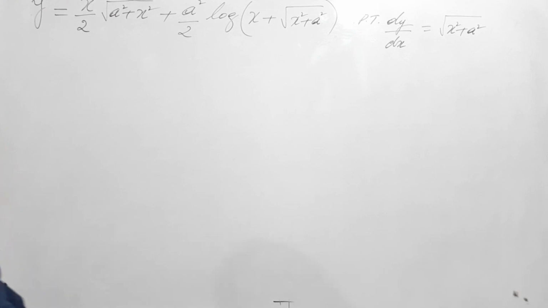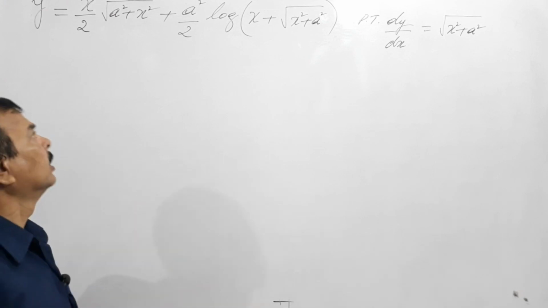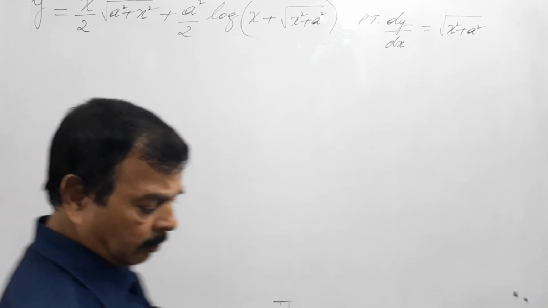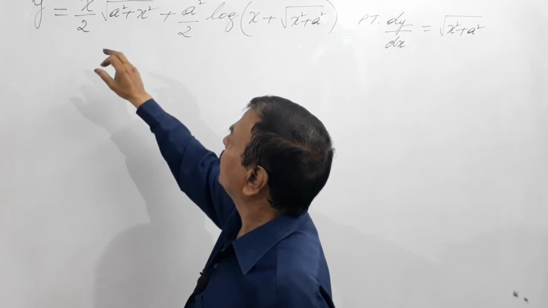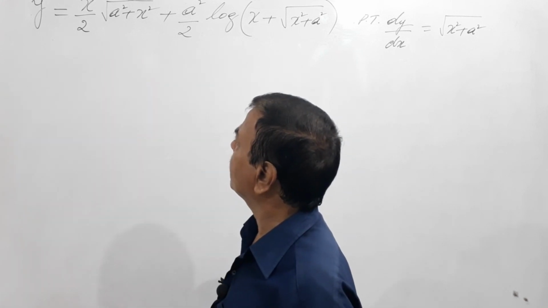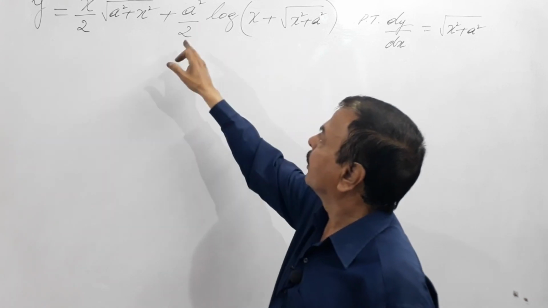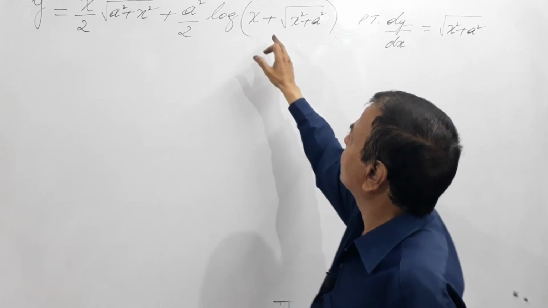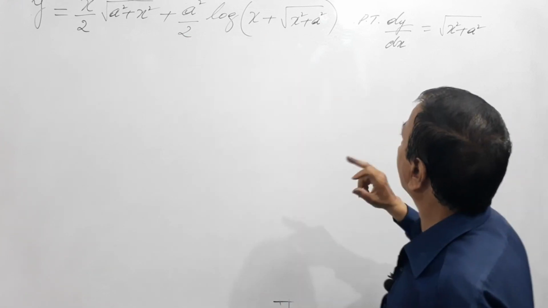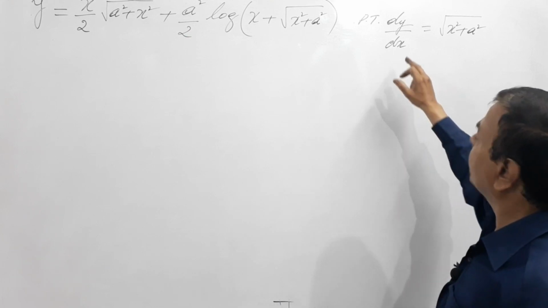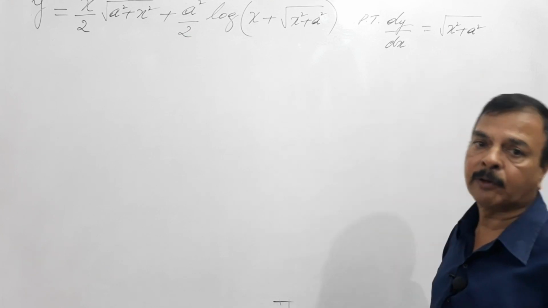So dear students, we have one problem. Y equals x by 2 into under the root a square plus x square plus a square by 2 log of x plus under the root x square plus a square. Prove that dy by dx equals to under the root x square plus a square.